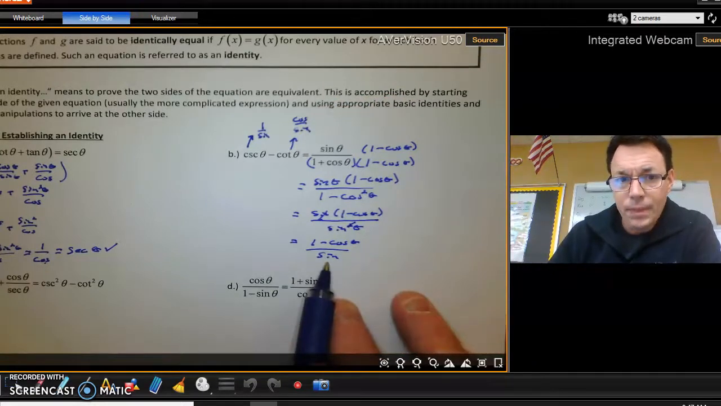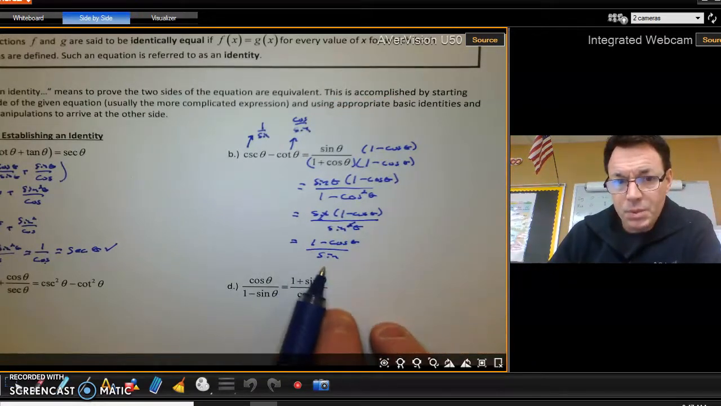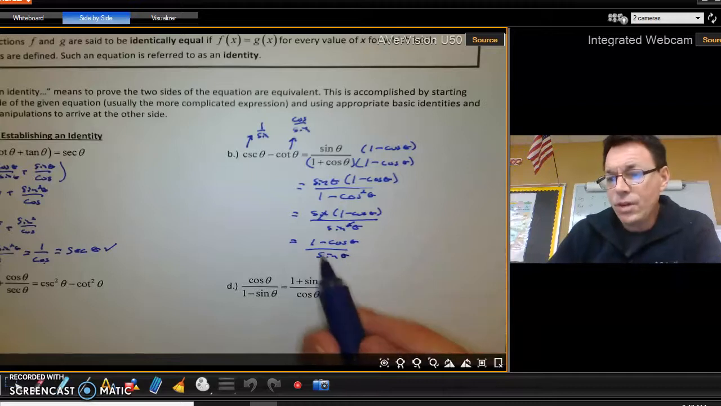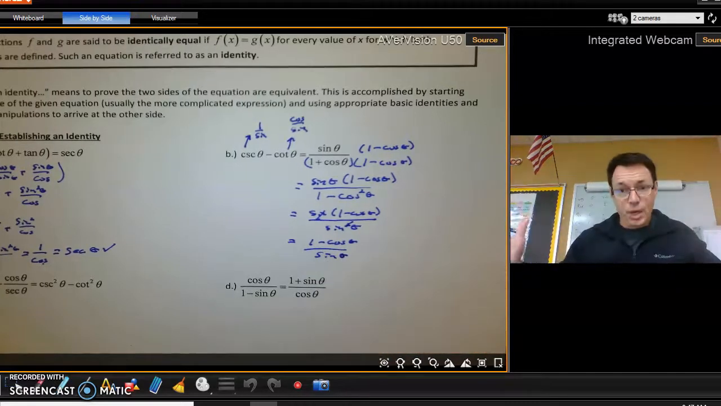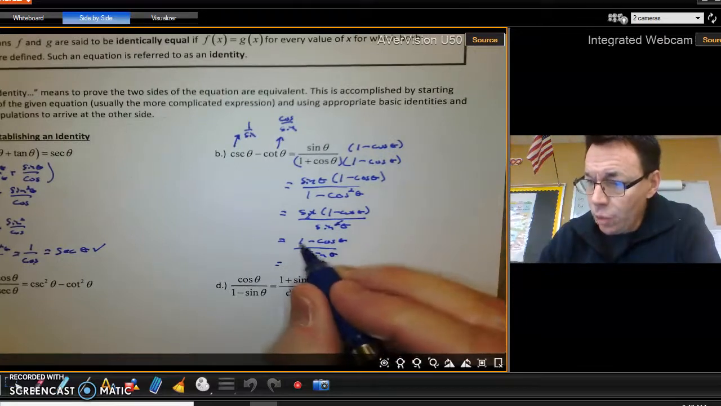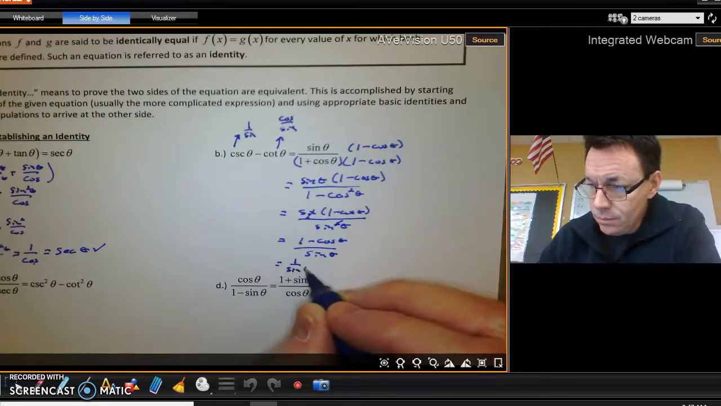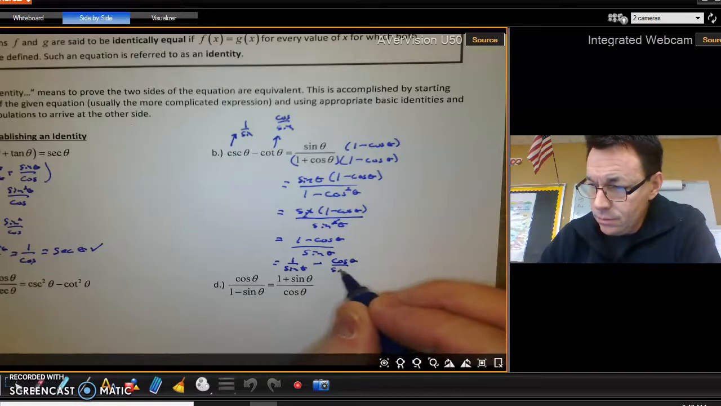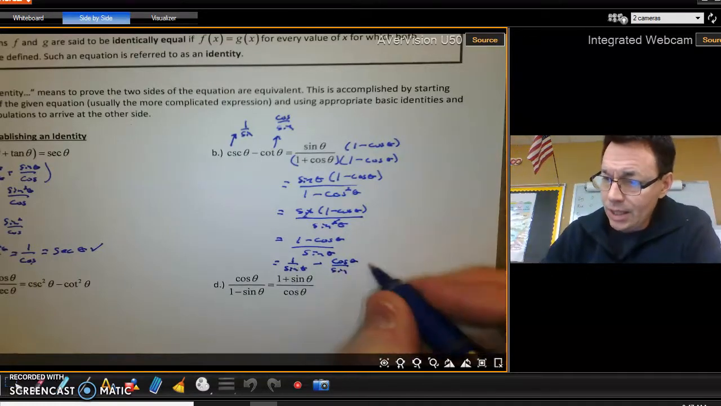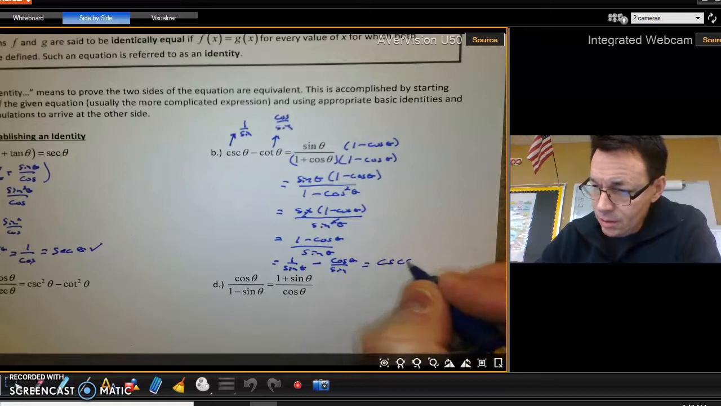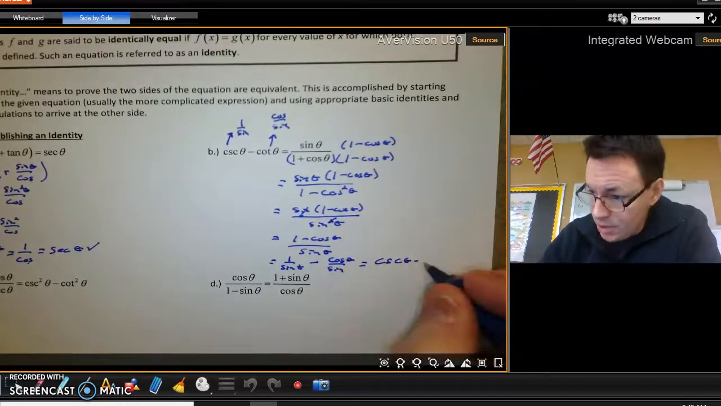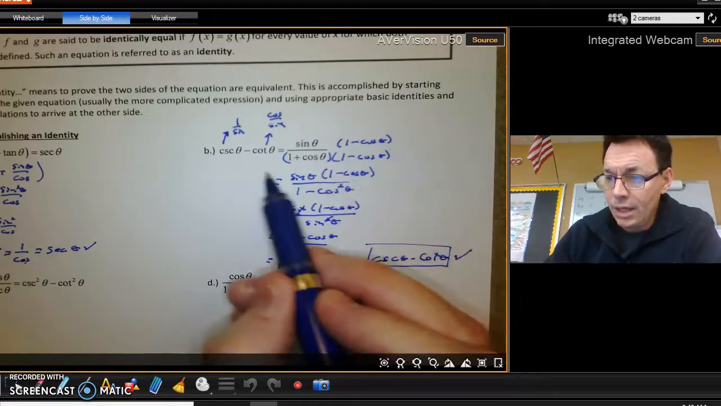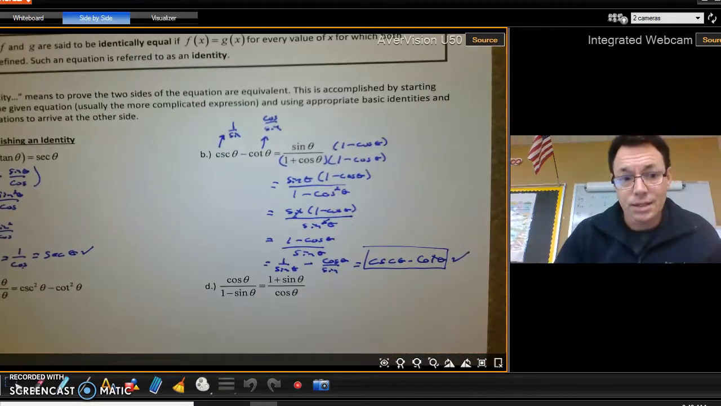Well, look at what I have here. I have a 1 that's being divided by a sine. I have a cosine that's being divided by a sine. And so if I think of this division using the distributive property, I would have 1 over sine minus, I'd have cosine over sine, and lo and behold, 1 over sine is cosecant, cosine over sine is cotangent, and again, I have just proven that this side is equal to that side, and that's an identity, and that's all we're doing.